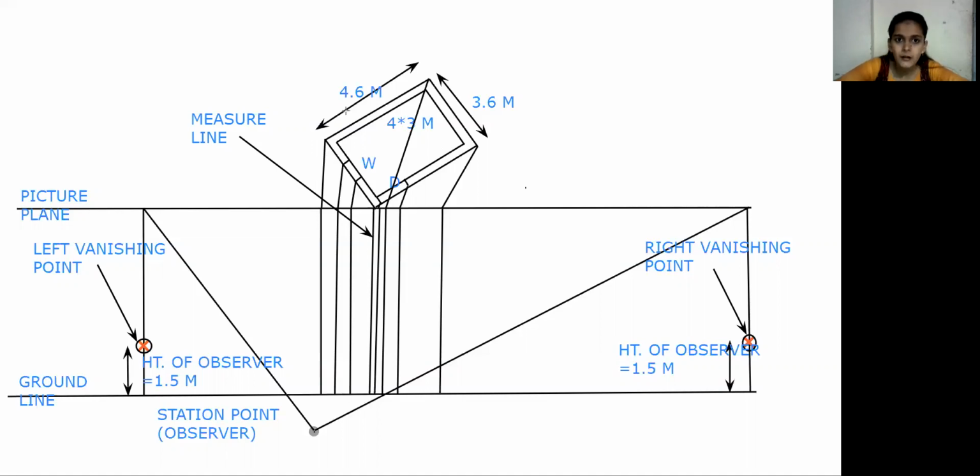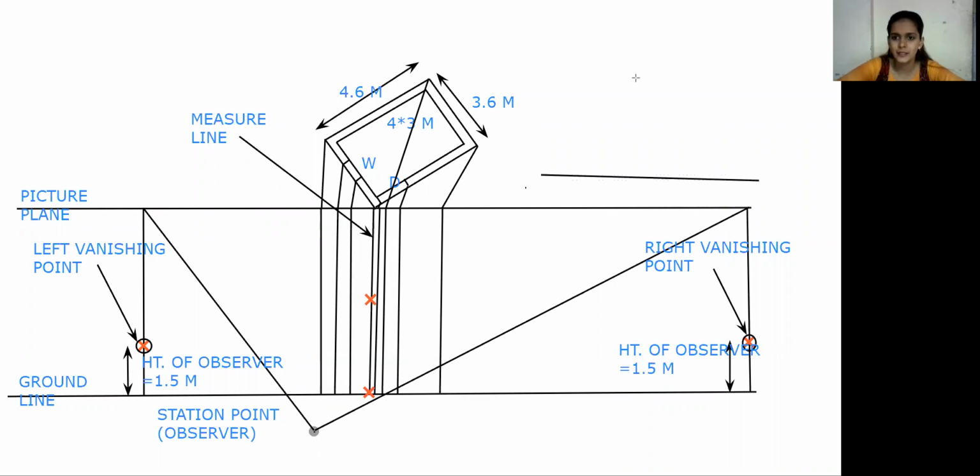First of all, on the measure line, mark the lowest point. From that, take 3 centimeter. As our room height is 3 meter, take 3 centimeter and mark the upper point of our room. So now we need to decide the sill and lintel levels.